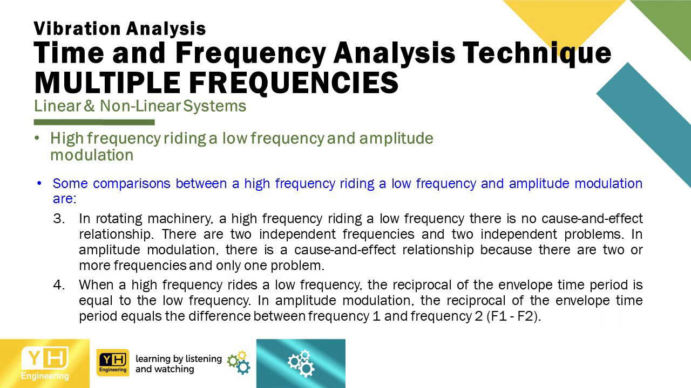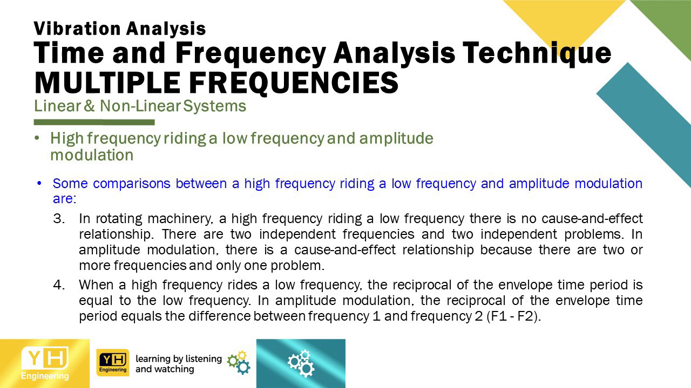Number 3 is, in rotating machinery, a high frequency riding a low frequency, there is no cause and effect relationship. There are two independent frequencies and two independent problems. In amplitude modulation, there is a cause and effect relationship because there are two or more frequencies and only one problem.